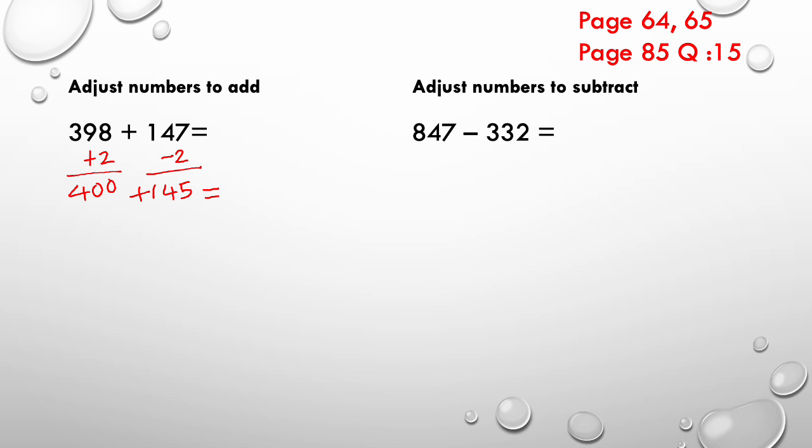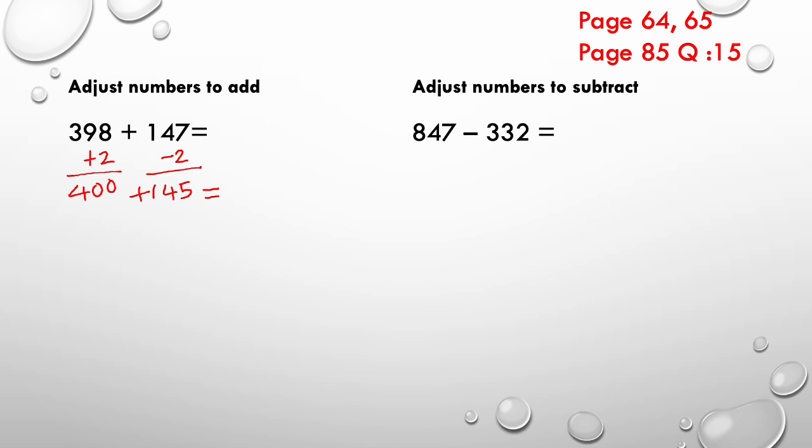No need to find the answer, you'll be getting options. If the question is 398 plus 147, we'll get 3 options, and you need to find which is the correct adjusting method. You can check like this. Here the answer will be 400 plus 145. You need to add a number to one of the numbers and subtract the same number from the other.